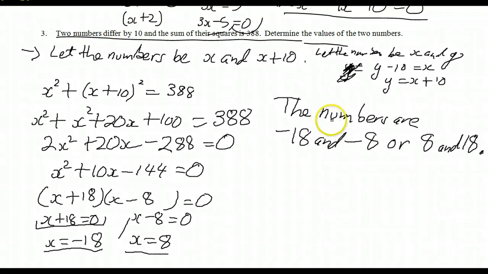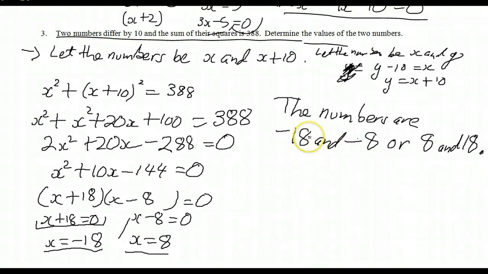Well, let's check this then, right? How do we check? Let's take the numbers and go back to the statement here. I never go back to this equation. What if it was wrong? So 2 numbers differ by 10. Negative 18 and negative 8 differ by 10. And the sum of their squares.